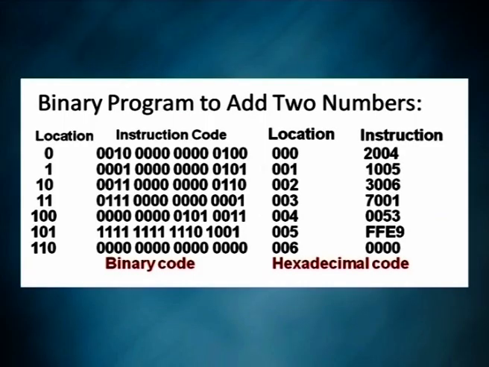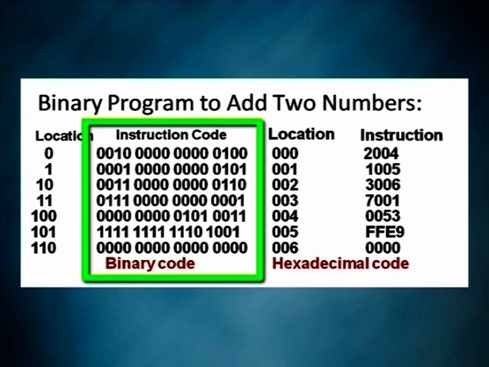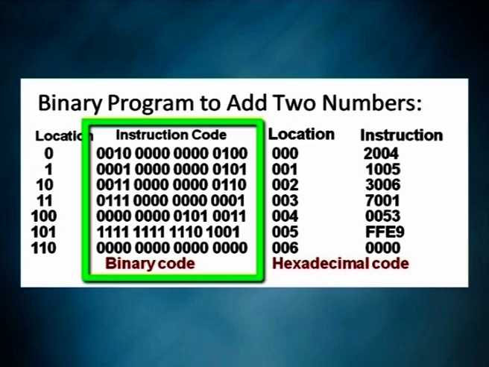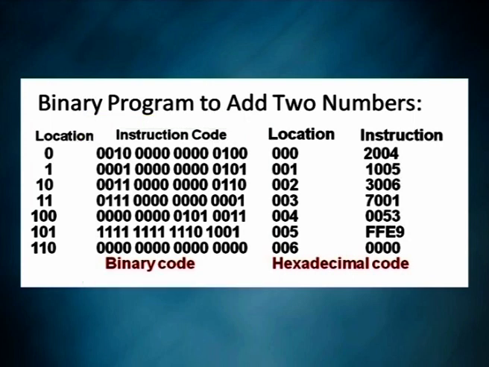Program for adding two numbers in binary code and in hexadecimal code is shown in the table. As we can see from the table that binary instruction code consists of sequence of zeros and ones. The hardware of the computer will execute these instructions and perform the required task. However, for human beings, understandings of the program will be difficult, but the computer hardware understand only this type of instruction code.